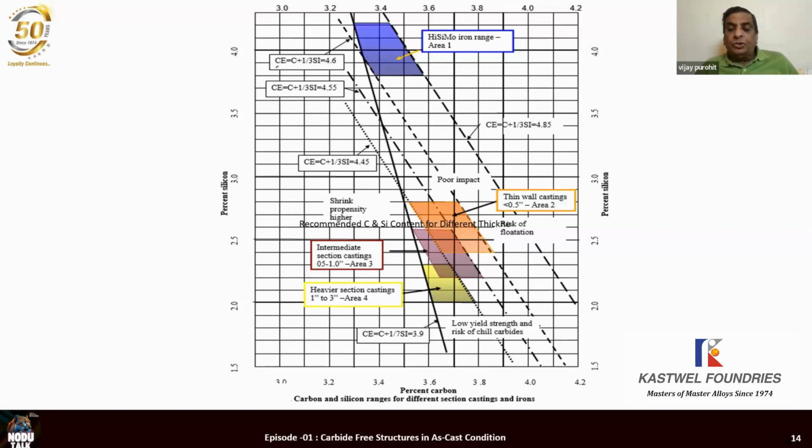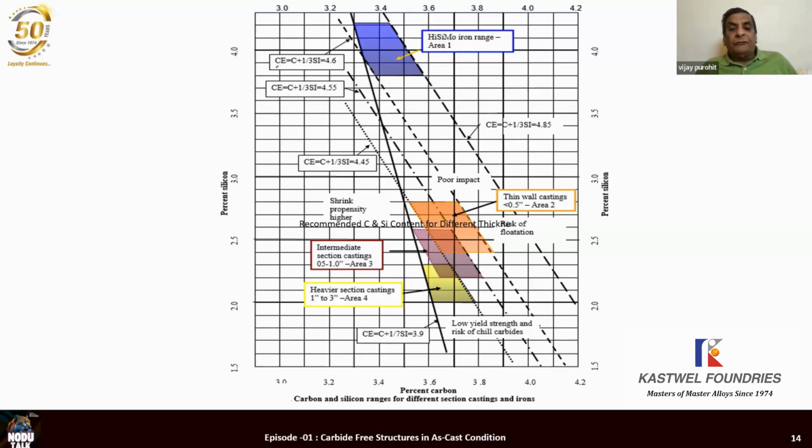The silicon starts with about 2.4% and ends at about 2.7%. So silicon has to be between 2.4 and 2.7. Your carbon equivalent for avoiding flotation is fixed. Carbon equivalent, carbon plus 1/3 silicon, should be less than 4.6. Your carbon equivalent figure for avoiding shrinkage, carbon plus 1/7 silicon, should be more than 3.9. Got it?